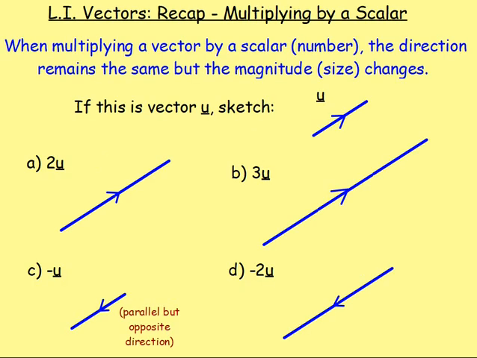When you multiply a vector by a scalar, the direction will remain the same, but the magnitude or the size will change. So here we've got vector u. If we've got 2u, well, it's 2 times the length. 3u is 3 times the length. If it's negative u, well, it will be parallel, but it will be going in the opposite direction. So the negative makes it go back the way.